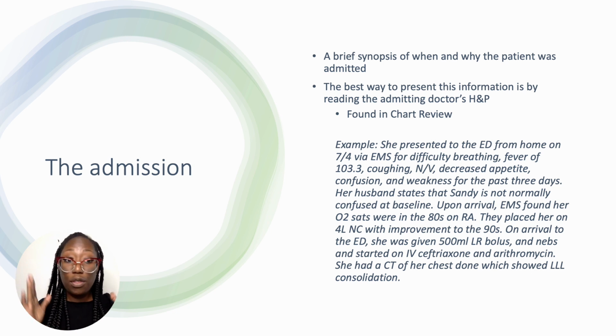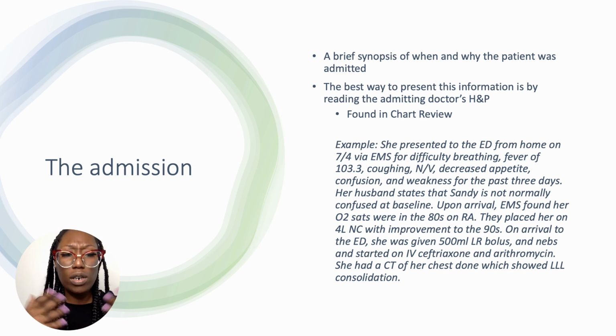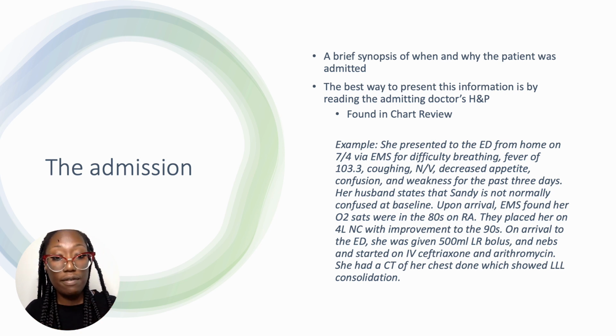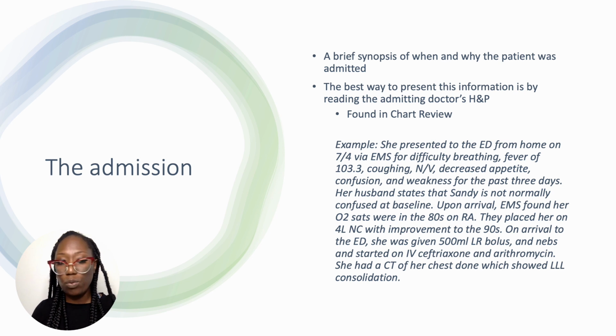Now, after you've given your 30-second intro, you've talked about why the patient was admitted, who the patient is, and how they were admitted. You want to talk about the admission. It's a brief synopsis of why and when the patient came in. The best way to find this out is the doctor's admitting history and physical. You don't have to reinvent the wheel. You don't have to look and put the pieces together. Reading it just right off the doctor's H&P notes is the best way to talk about their admission.